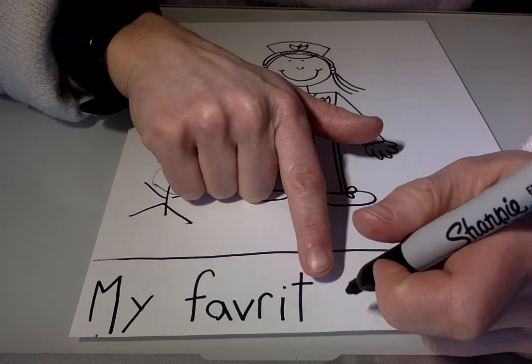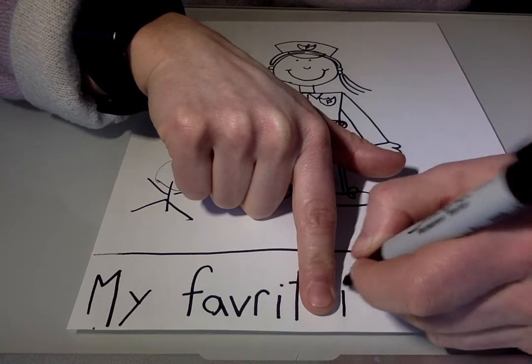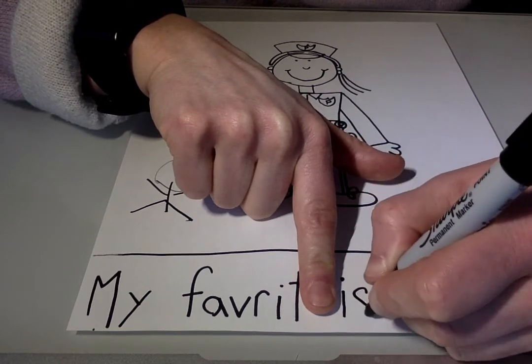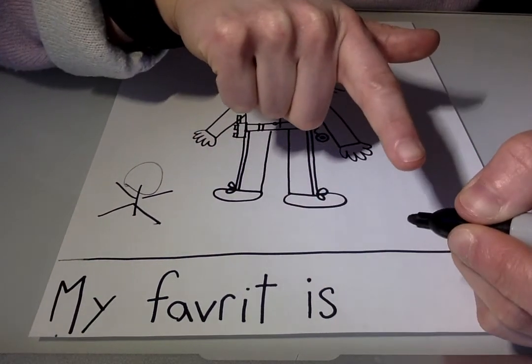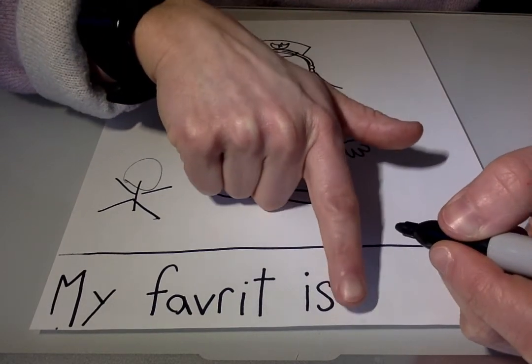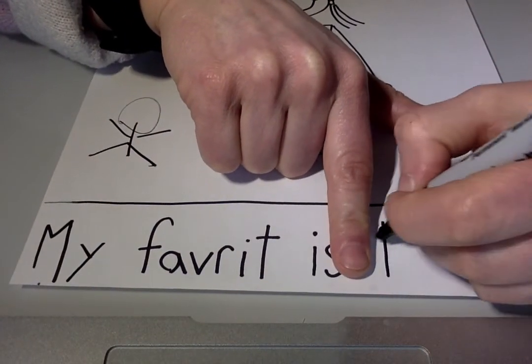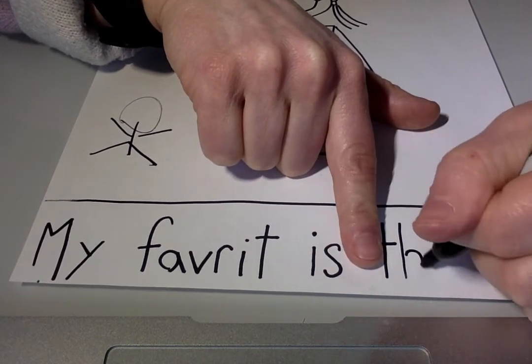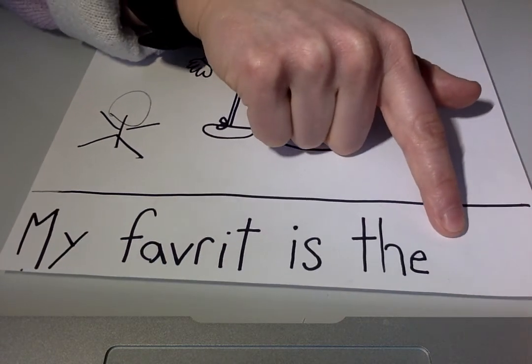Same word or new word? New word. I'm going to make a finger space. Is. Oh, that's a kindergarten word. That's the letter I and the letter S. My favorite is the. Same word or new word? New word. I'm going to put a finger space. I'm going to write the word the. I know that word, kindergarten. We've looked at it at school before. I remember the letters T-H-E say the. So I'm going to make the letters T-H-E. My favorite is the police.